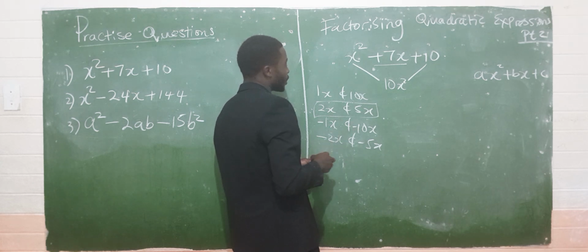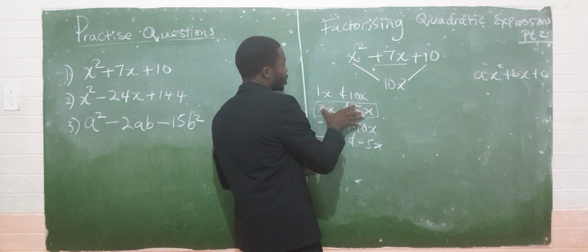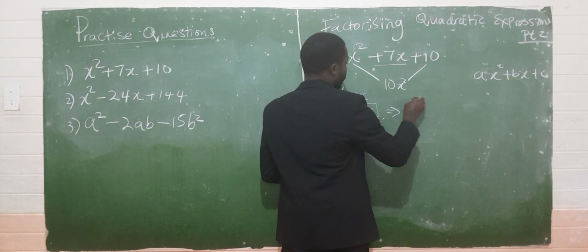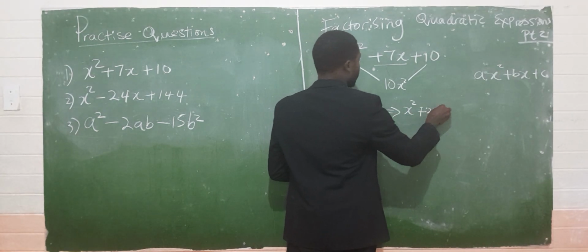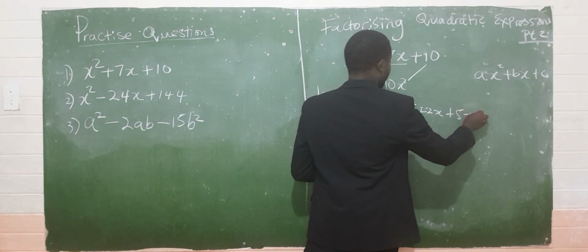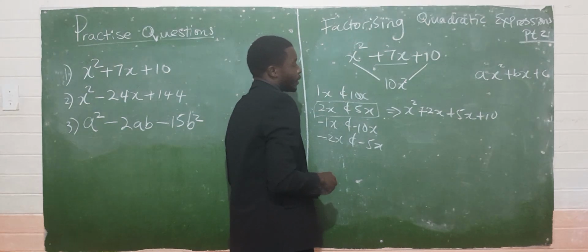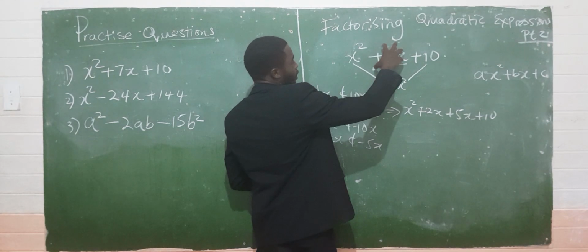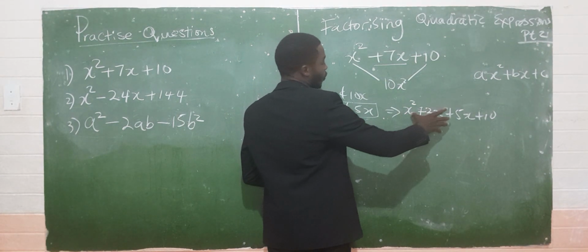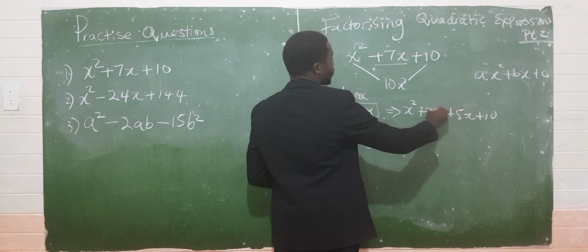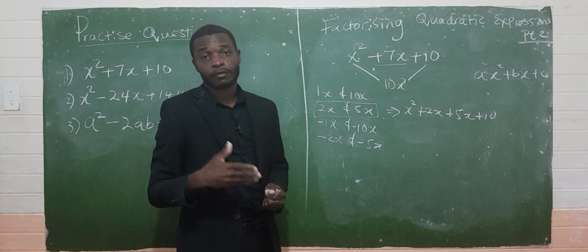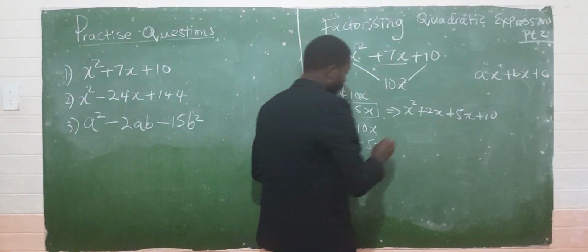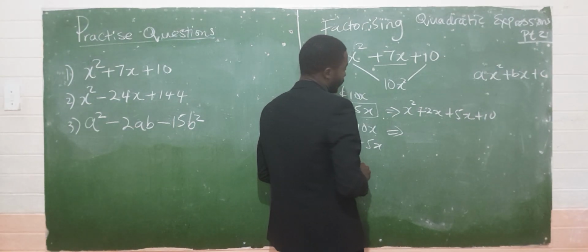And factorization by grouping utilizes these because instead of writing 7x, we write it in terms of these. So I'm going to have x squared plus 2x plus 5x plus 10. Notice I have not changed this expression. What I've only done is, instead of writing 7x, I wrote it in terms of 2x plus 5x, which is still 7x. So I've not changed the value of the expression. I just changed the way in which I was writing the expression. Let's go ahead and simplify.